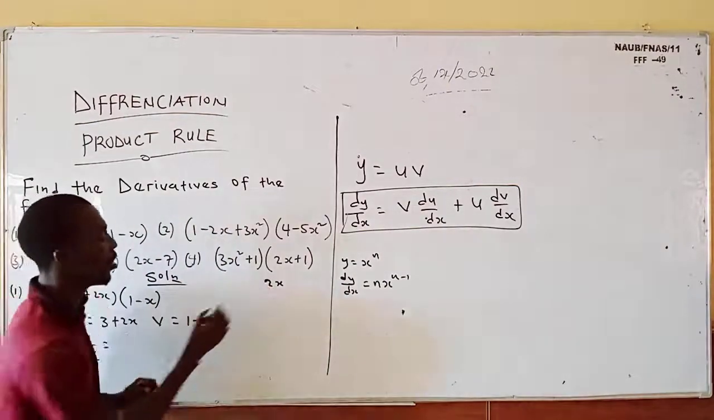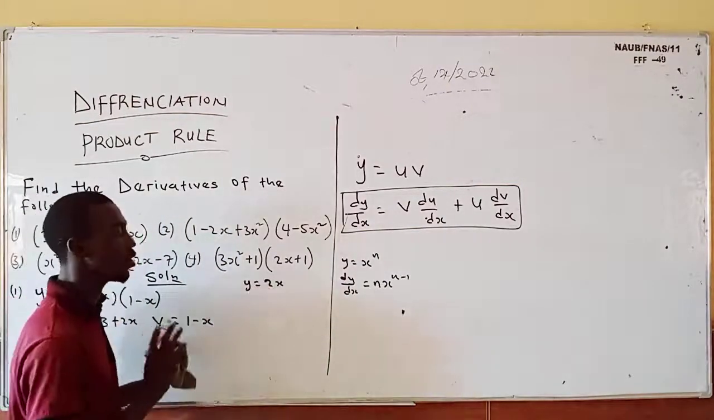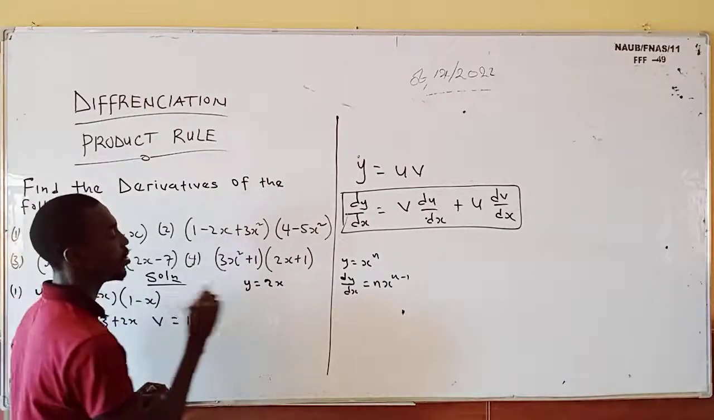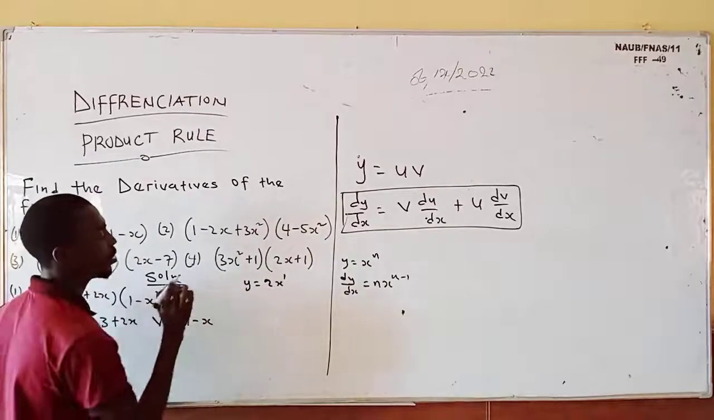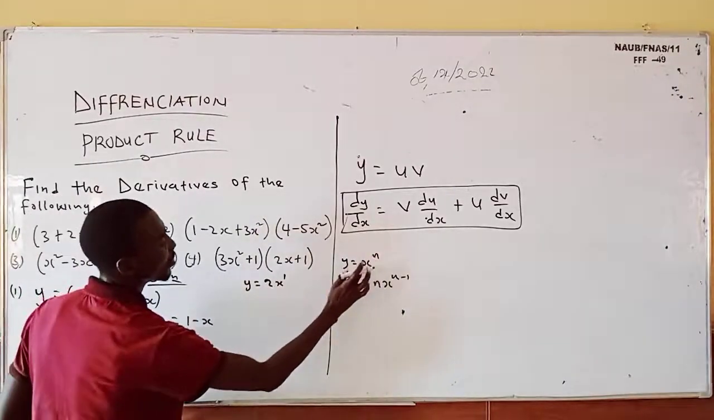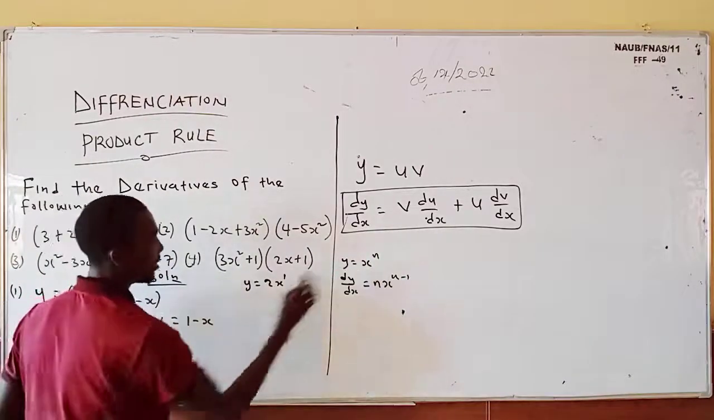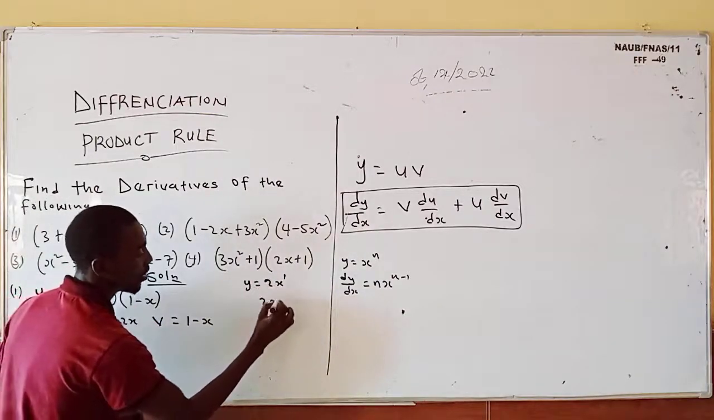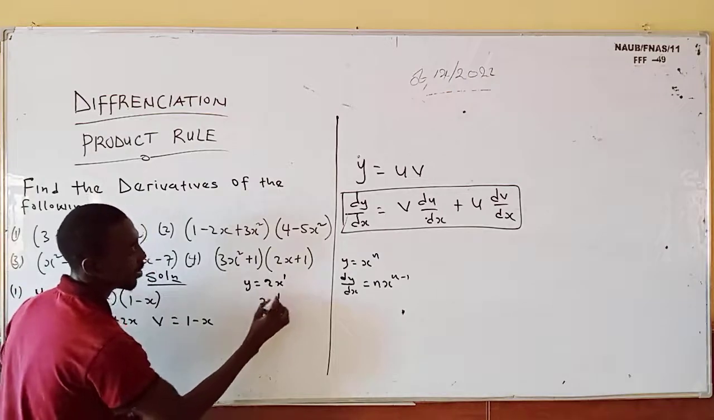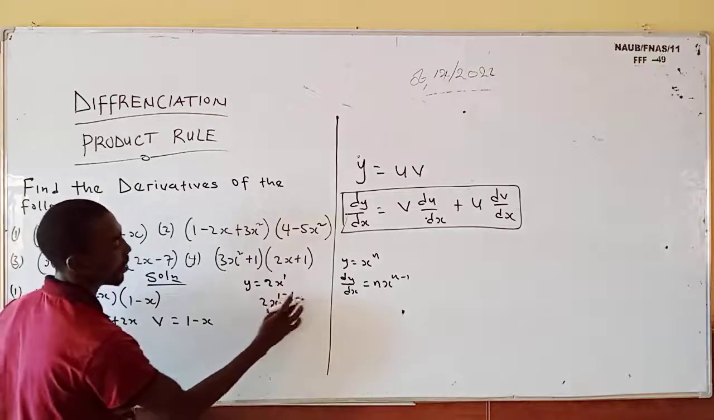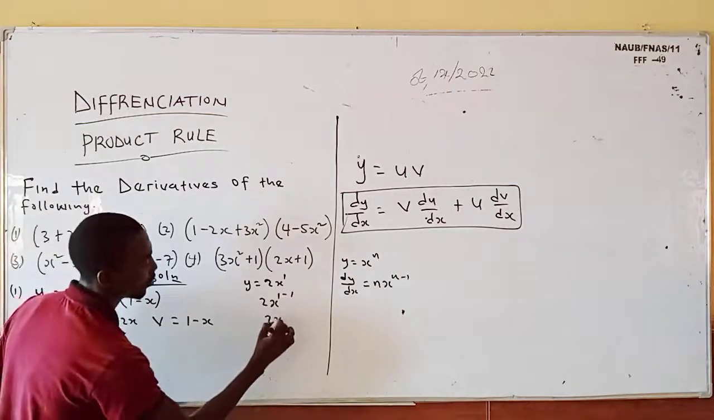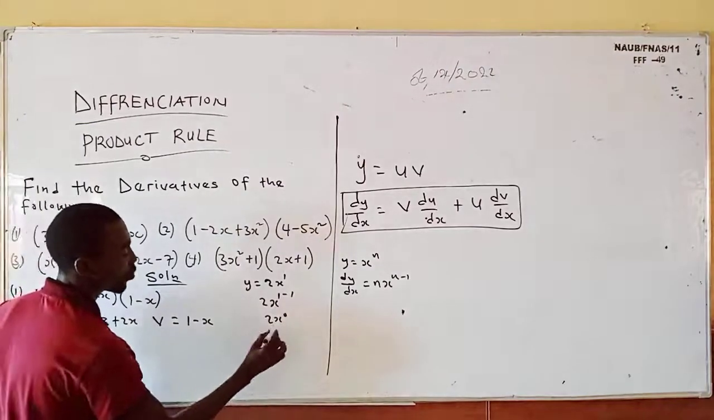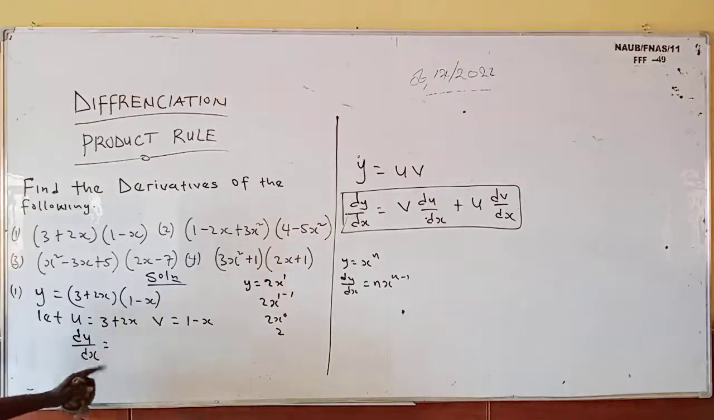Now for us to differentiate 2s, s here is raised to the power of 1. So if you want to differentiate this, we use n to multiply the coefficient of this s here. So we say 1 times 2 is 2, to the power of s to the power of 1 minus 1. 1 minus 1 is 0. So we have s to the power of 0. Anything to the power of 0 is 1. 1 times 2 is 2. So this is how we arrive at 2.